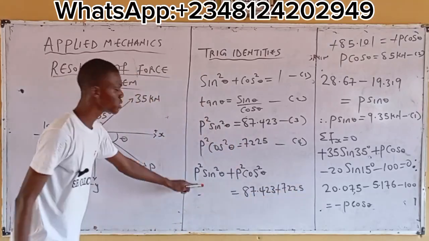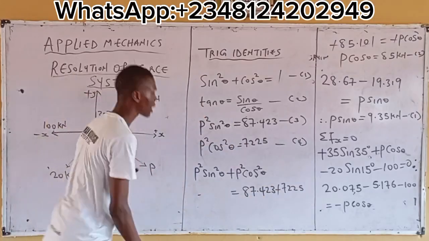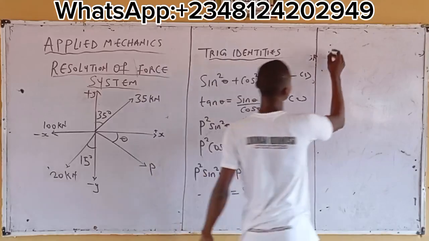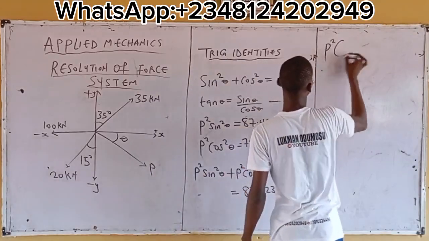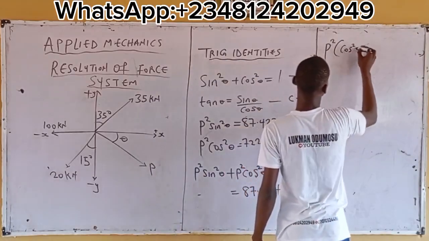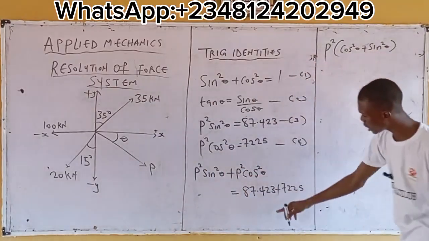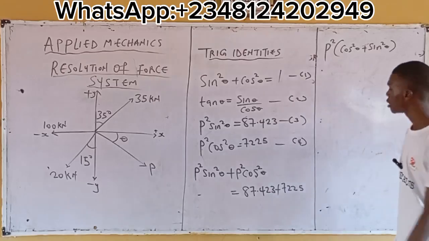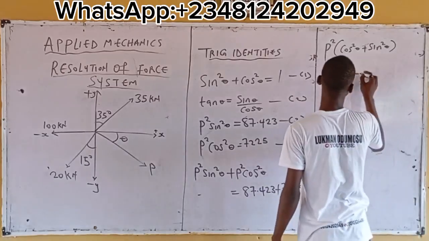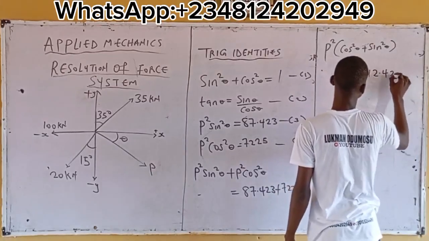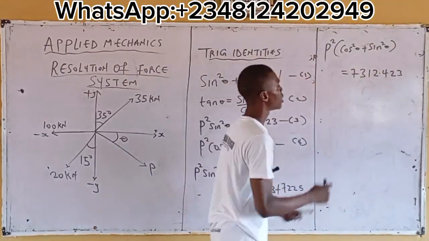Now, from this left hand side, observe, what's common here? P square. So factorize P square. You have P square all into brackets cos square theta plus sine square theta. The summation of this, what do you have? Is equals to 7312.423.